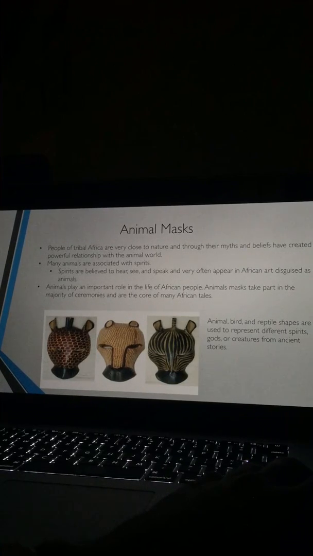And at the bottom, there's a picture of a zebra, a giraffe, and what seems to be a lion or some type of lion.